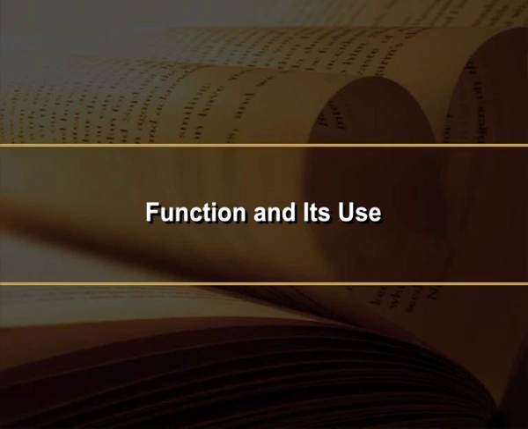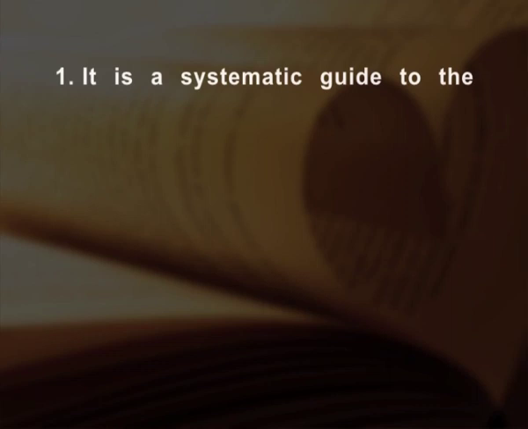Function and its use. A bibliography acts as a key to the mass of literature that exists. It is the direct consequence of enormous growth in published literature. It helps the user in locating items of interest to user and their field of study. Following are the functions and use of bibliography. 1. It is a systematic guide to the literature of the subjects.